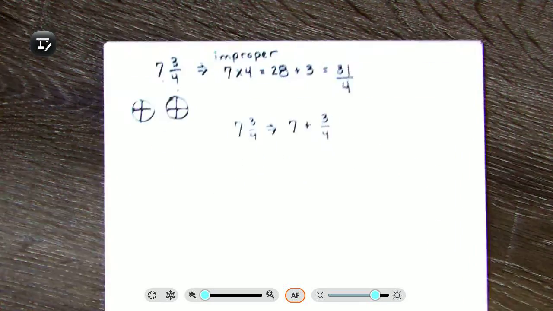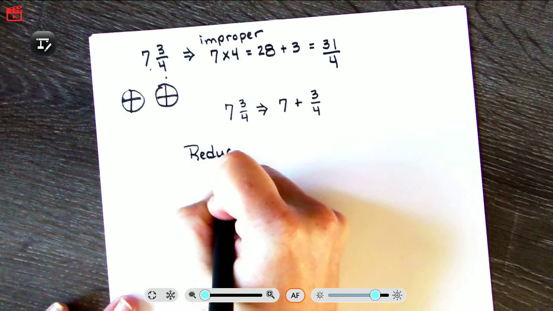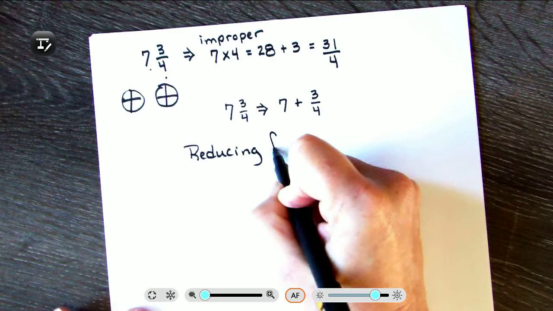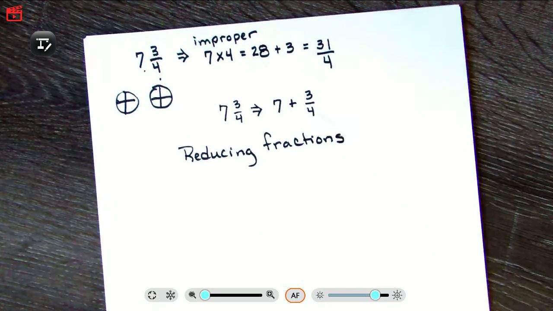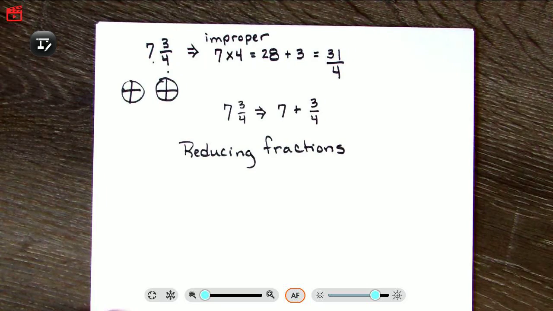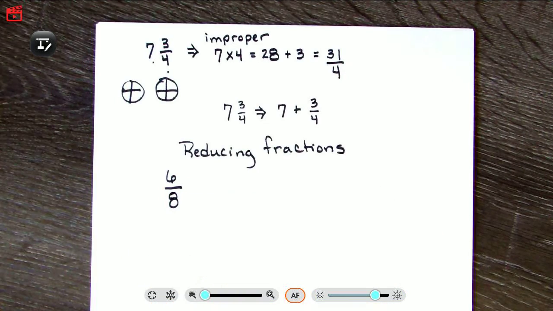The last thing we're going to talk a little bit about is reducing fractions. Because sometimes we can have fractions that look or can be made simpler. So for example, 6/8. So 6/8. And if you look on a ruler, you could find 6/8 of that. But you can also rewrite this.